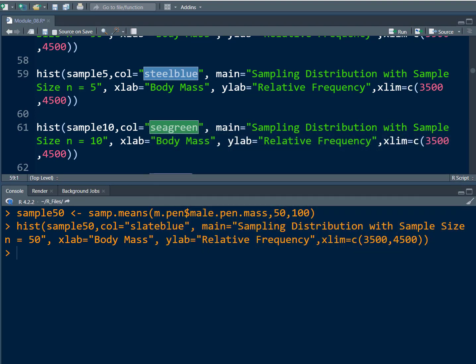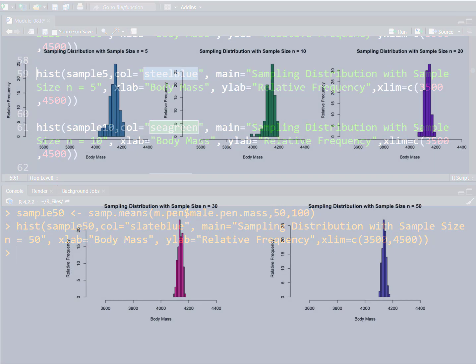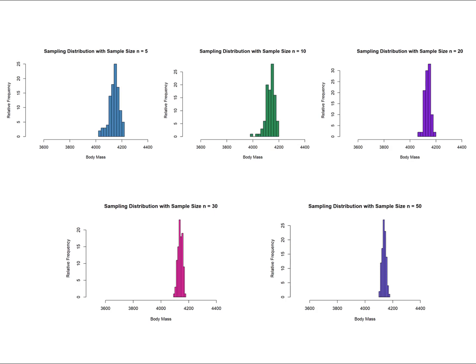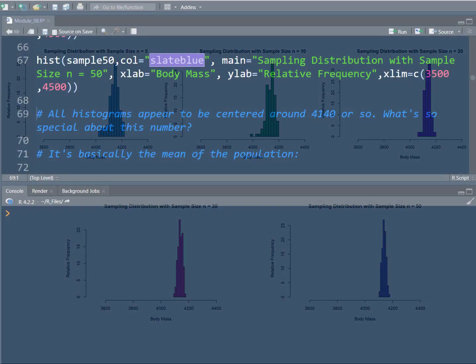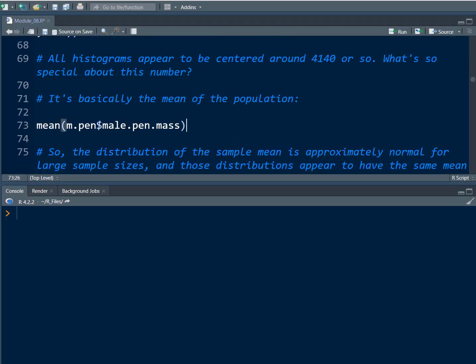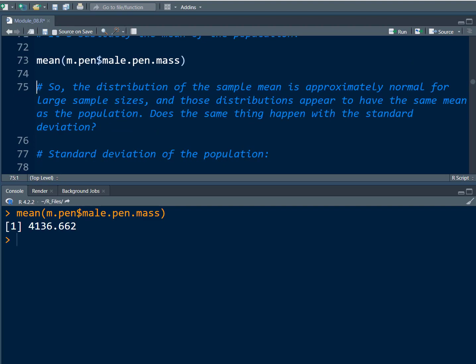So what's our takeaway? It appears that the larger the sample size, the more the distribution of x bar looks normal. Now take a look back at the histograms for the various sample sizes. Notice that they are all centered around the same value. Looks like the center of the distribution is somewhere close to 4,140 or so. You know what number that is? Well, let's find the mean of the population. The population mean is 4,136.662 grams.